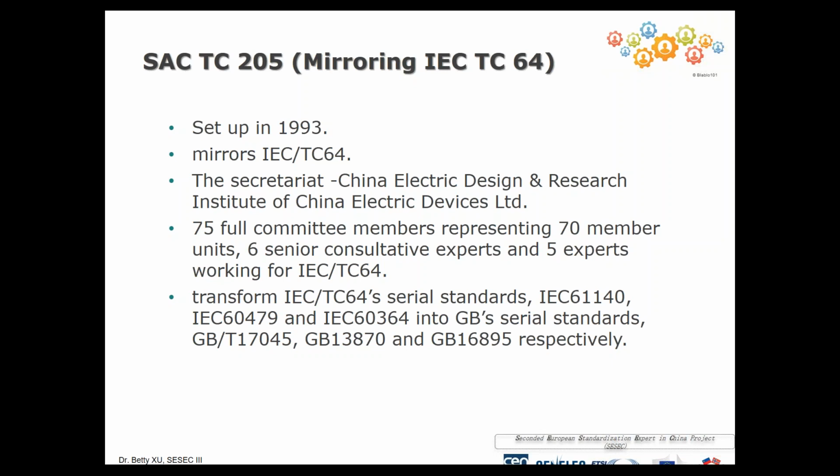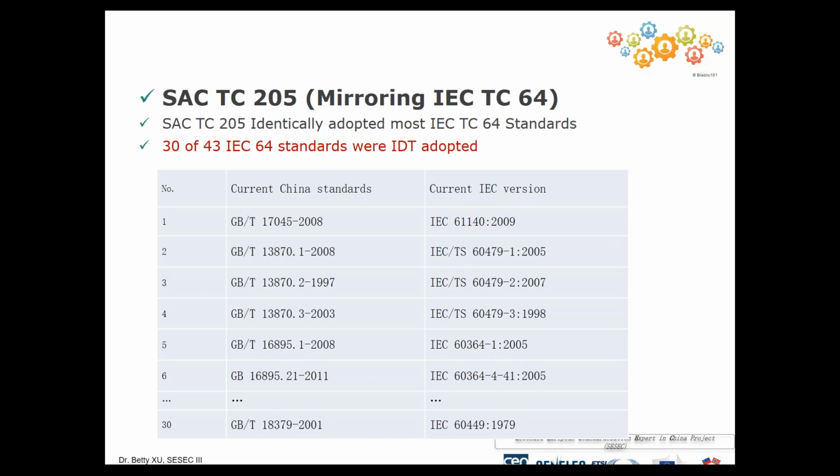The main task of SEC TC 205 is to transform IEC TC 64's standards, like IEC 61140, IEC 6479 or IEC 60364, into the China standards. For example, those standards are transformed to GB/T 17045, GB 13870 and some GB 16895. So basically, in summary, SESEC 205 identically adopts most of the IEC 64 standards. 30 out of 43 IEC 64 standards were identically adopted by SESEC 205.